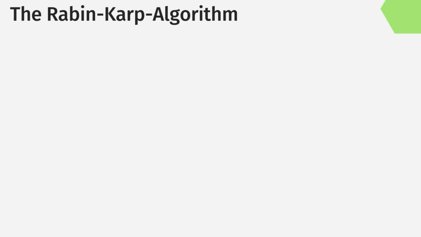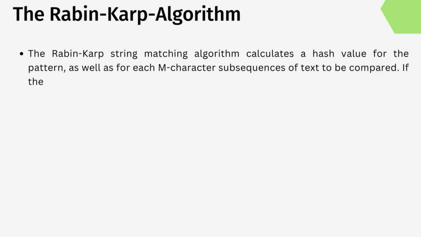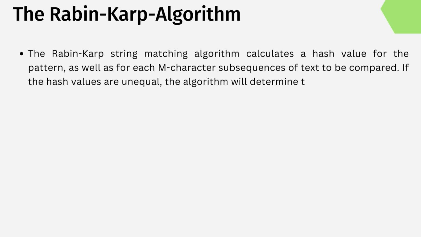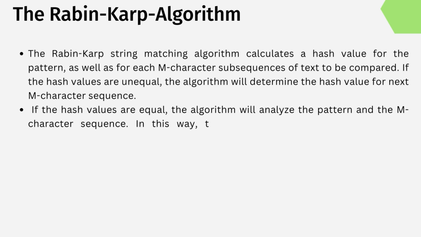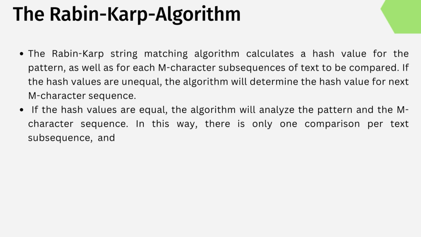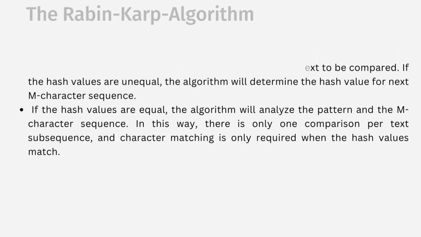The Rabin-Karp algorithm. The Rabin-Karp string matching algorithm calculates a hash value for the pattern, as well as for each m-character subsequence of text to be compared. If the hash values are equal, the algorithm will analyze the pattern and the m-character sequence. In this way, there is only one comparison per text subsequence, and character matching is only required when the hash values match.